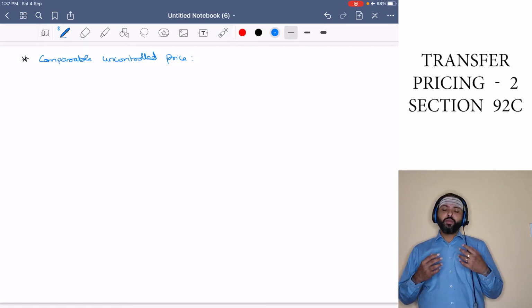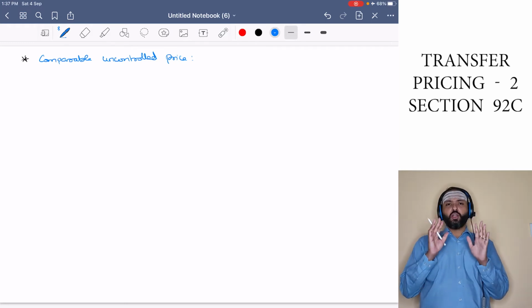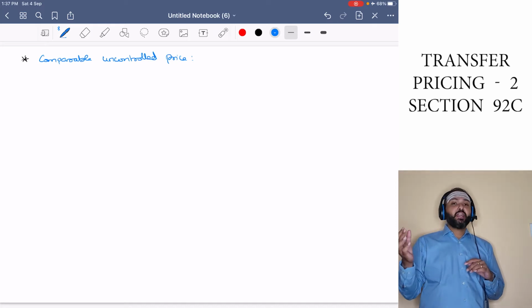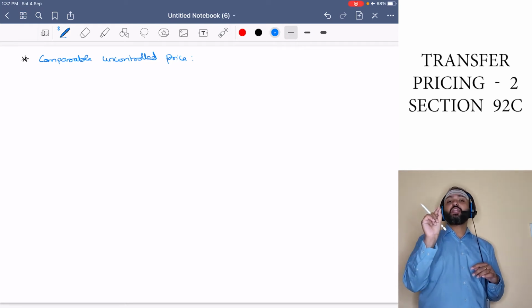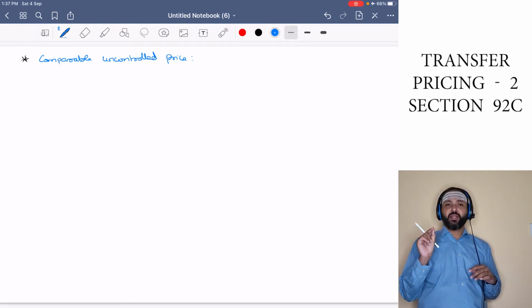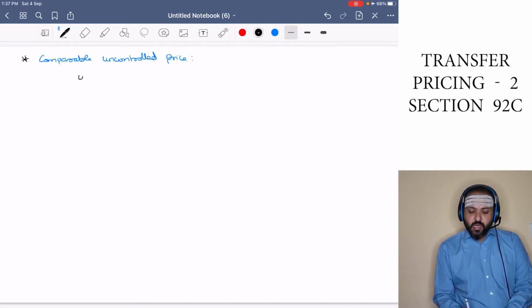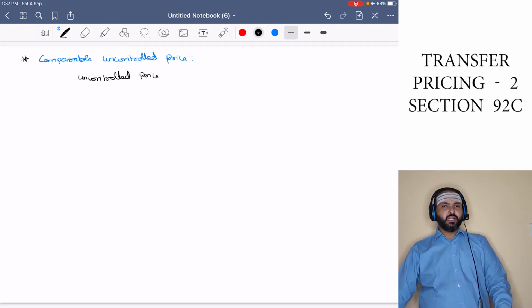Okay, now how do we do this method? Always remember, what is the goal? What is the intention? The intention is to make sure that whenever I sell to my related party, I am not influencing the price. So I should start with a non-influenced price, a non-biased or unbiased price. So always start with the uncontrolled price. Always start with the uncontrolled price.